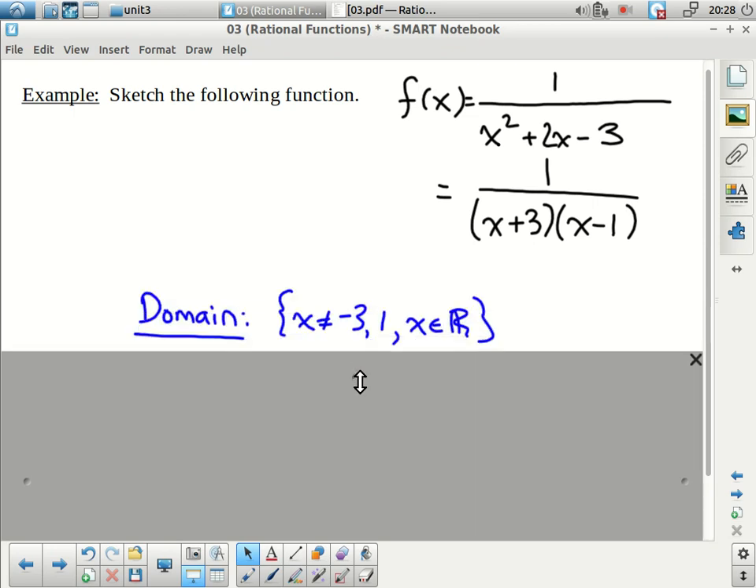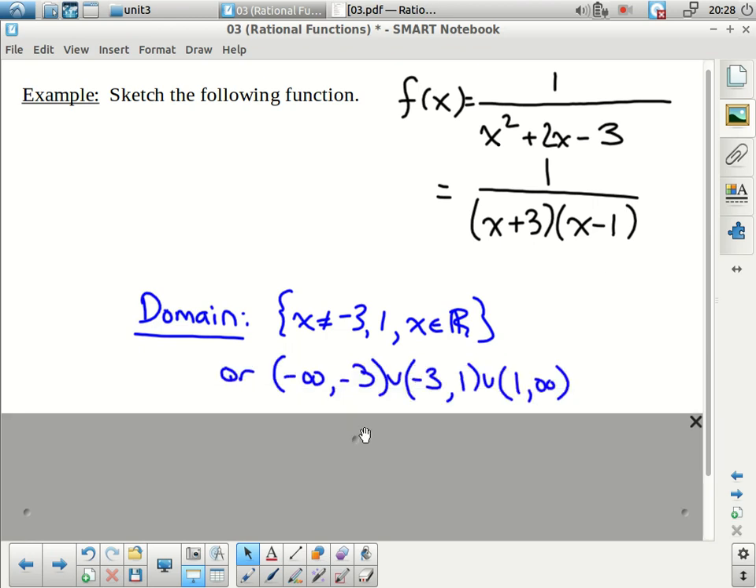Starting with the domain. The only problem with the domain is these asymptotes. I have a root here, which is at -3, and a root at 1. I can't cancel with the numerator, so those are going to be vertical asymptotes. One way of writing this is the grade 11 way: x cannot equal -3 or 1, and x is a real number.